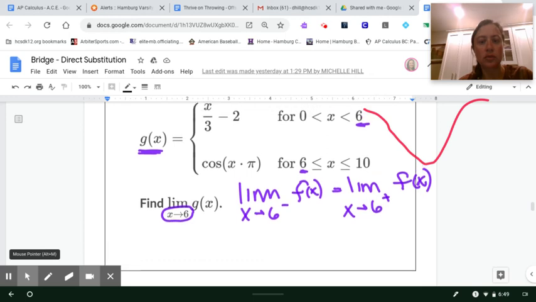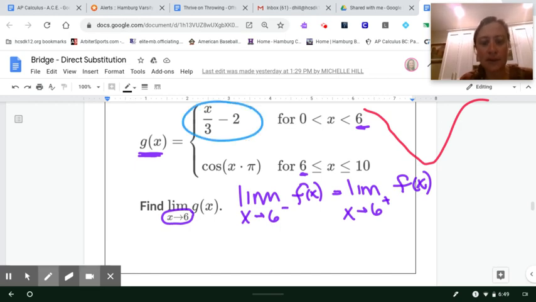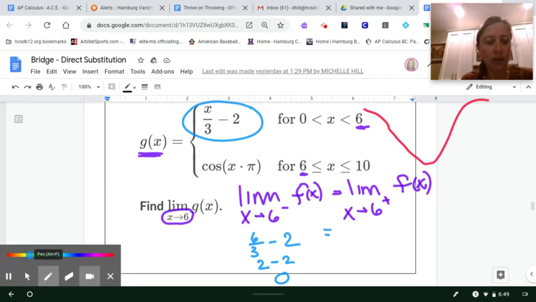So if I want to come in from the left, that would be smaller than 6. That would be this function here. So I'm going to say this is 6 over 3 minus 2. 6 divided by 3 is 2. 2 minus 2 is 0. Now, is that equal to the limit from the right? So let's go ahead and test that one.